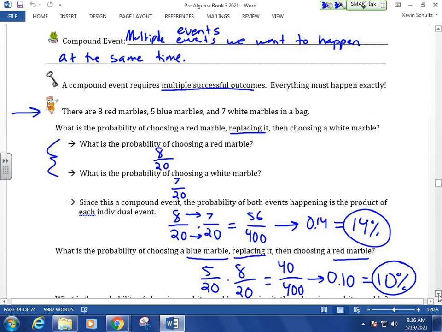Okay? So a little bit less chance of picking a blue and a red one versus a red and a white one, which makes sense because there aren't very many blue ones in the bag. So if we want to pick a blue one, which is less likely to happen than red or white, it's going to drop our overall percentage a bit as well.